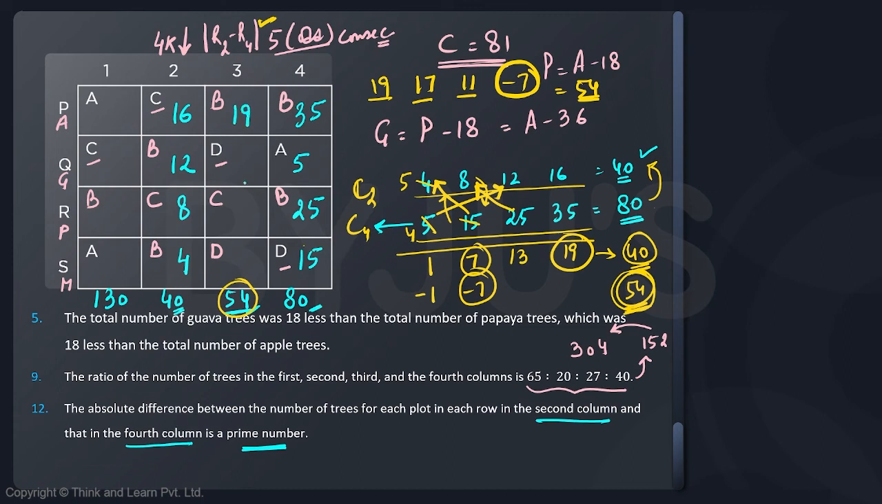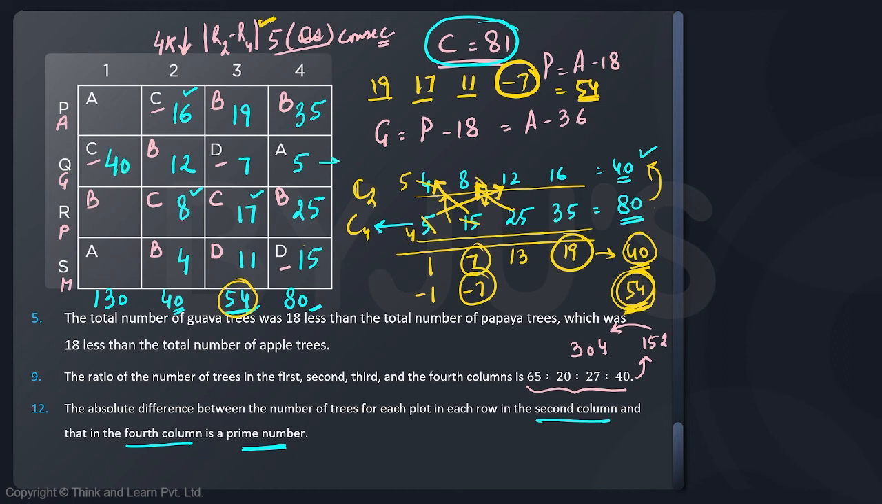This number should be 19, this number should be 7, this number should be 17, and this number should be 11. And we are almost through now because it is already given that Chetan has got 81 trees. Chetan has got 81. 16 are here, 8 are here, 17 are here. So 16 plus 8 is 24, 24 plus 17 is 41. So the remaining 40 must be here.